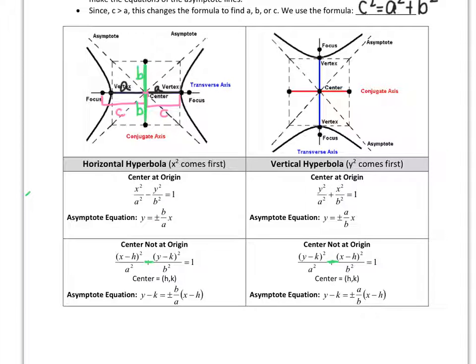Okay? Now, the asymptote equations are here and here. I'm going to talk about those a little bit later on, so don't stress about those too much just yet. Okay? Let's see if we can graph these things now.